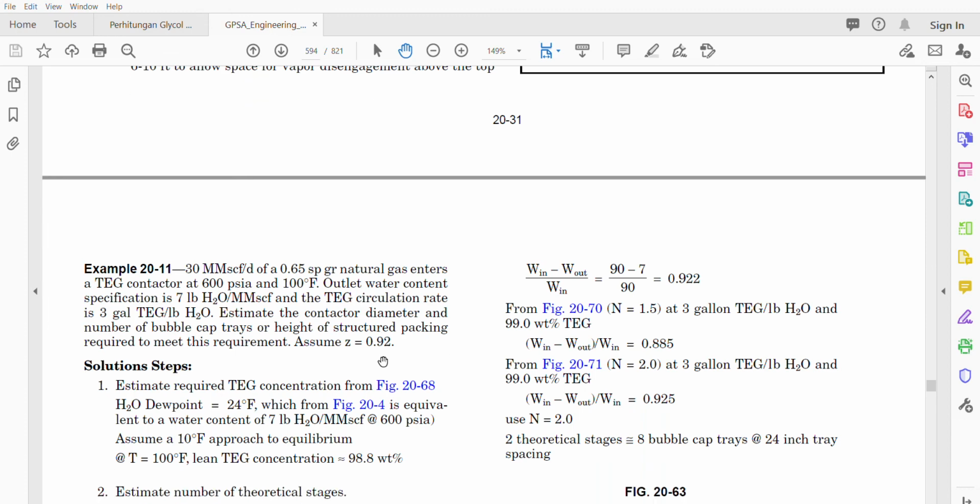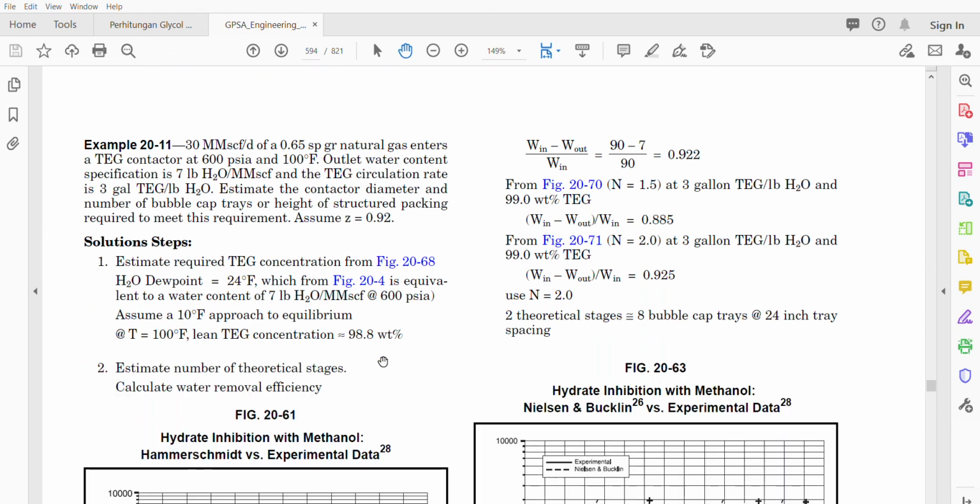In this example here is including the size of the glycol dehydration unit.